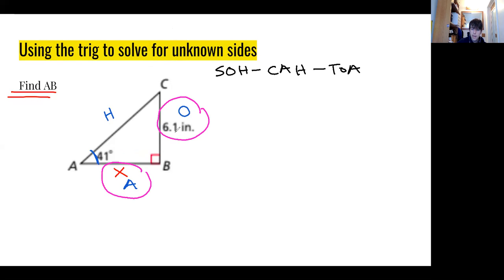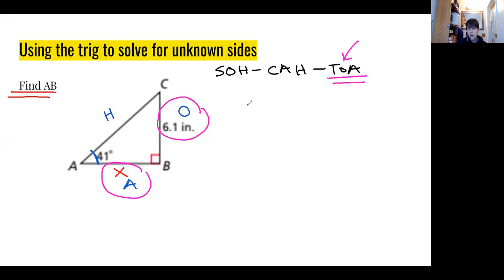So in this case, we know the opposite and we want to know the adjacent, which tells us to use tangent. Tangent is the only one that includes both of those 2 sides in it, opposite and adjacent. The other ones do not. They involve the hypotenuse somewhere, and they leave out one of these. So in this problem, we'll be setting up an equation using tangent.